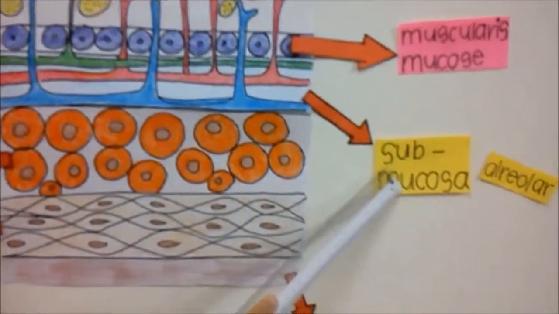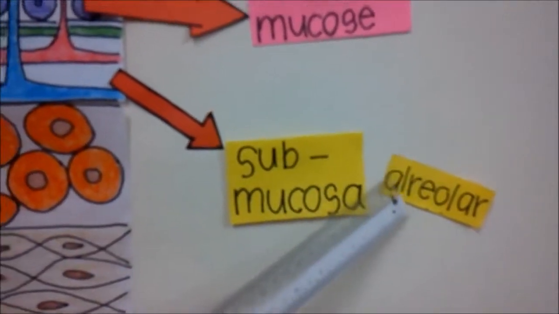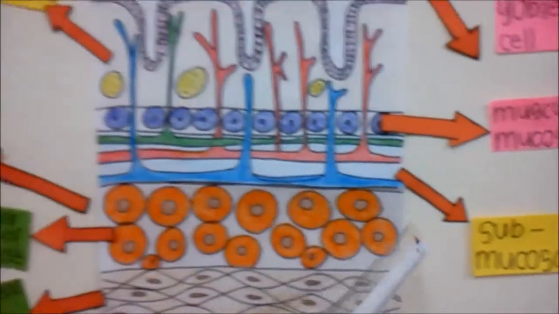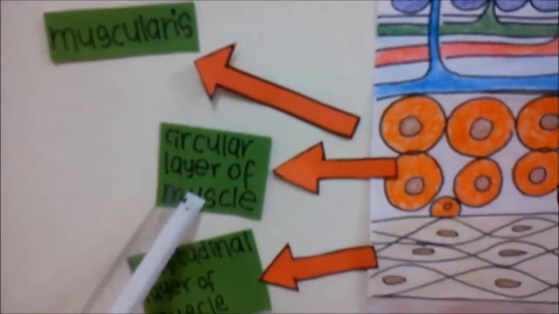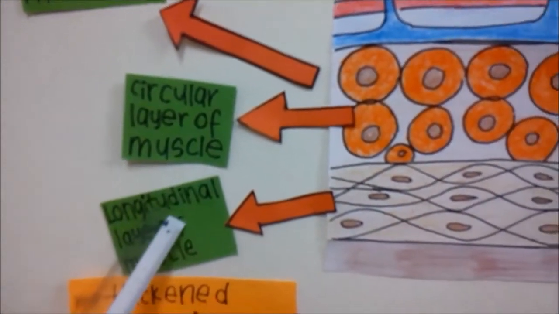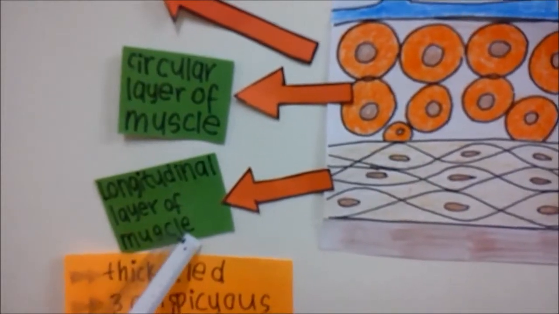Secondly, submucosa consists of areolar tissue. Then, muscularis consists of a circular layer of muscle and a longitudinal layer of muscle.